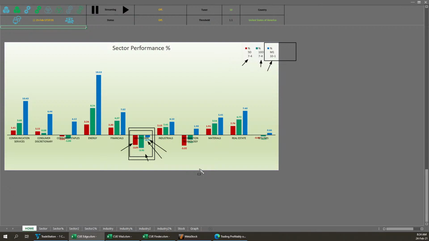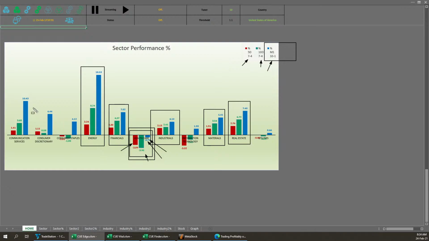Which sectors are up for all the 3 periods? Several of them. Energy is the leading one. Materials is also strong for all the 3 periods. So is industrials, financials, even real estate. Consumer discretionary, communication services. Therefore, 1, 2, 3, 4, 5, 6, 7. 7 of the 11 sectors are up across all these 3 periods, 5 days, 10 days, and 1 month. We have to say that is a bullish picture.